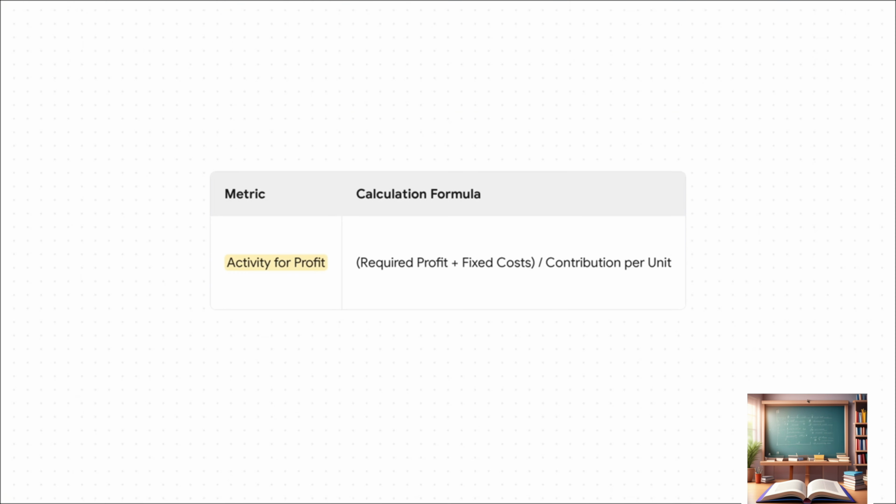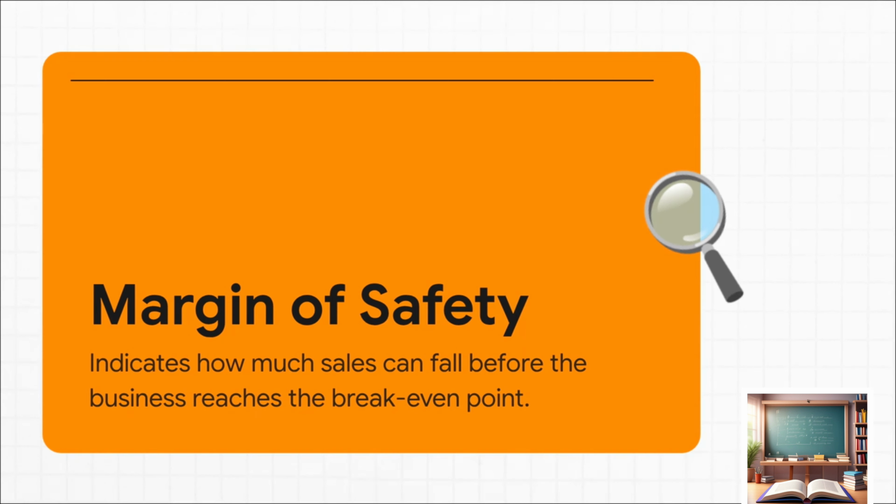And the great thing is, we can just slightly tweak our break-even formula to aim for a specific profit target. You just add your desired profit to your fixed costs before you divide by the contribution per unit. So what if we wanted to make $500 in profit? Well, we'd add that to our $1,000 in fixed costs, divide by our $2 contribution, and we'd find out we need to sell 750 cups. Simple as that.